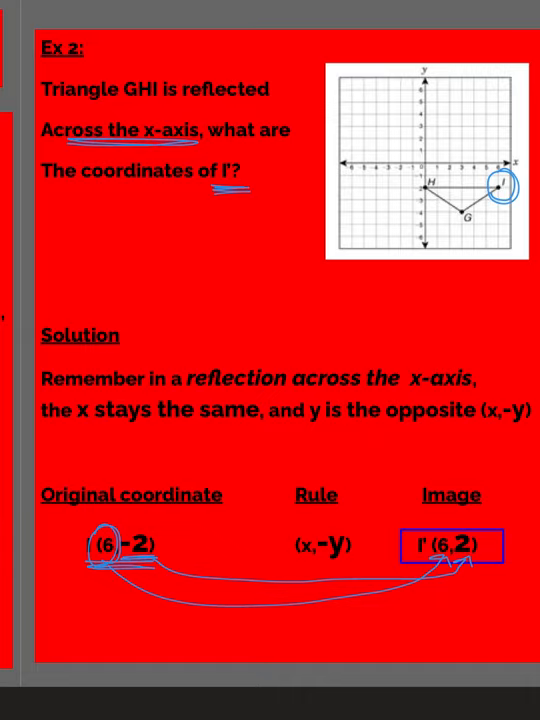And so there's your reflection. So don't forget, if you're reflecting over the x-axis, the x coordinate stays the same and the y becomes the opposite, and if you're reflecting over the y-axis, the y coordinate stays the same, and the x becomes the opposite.